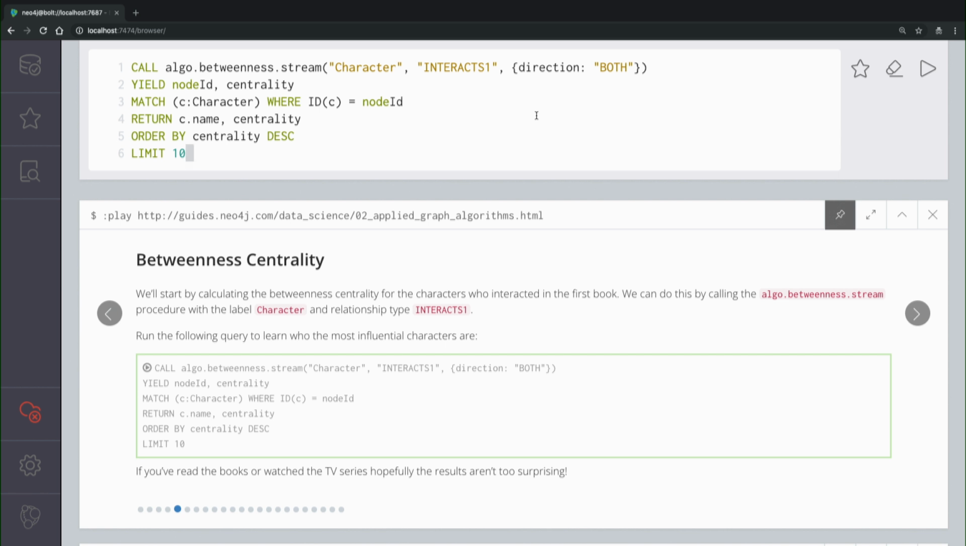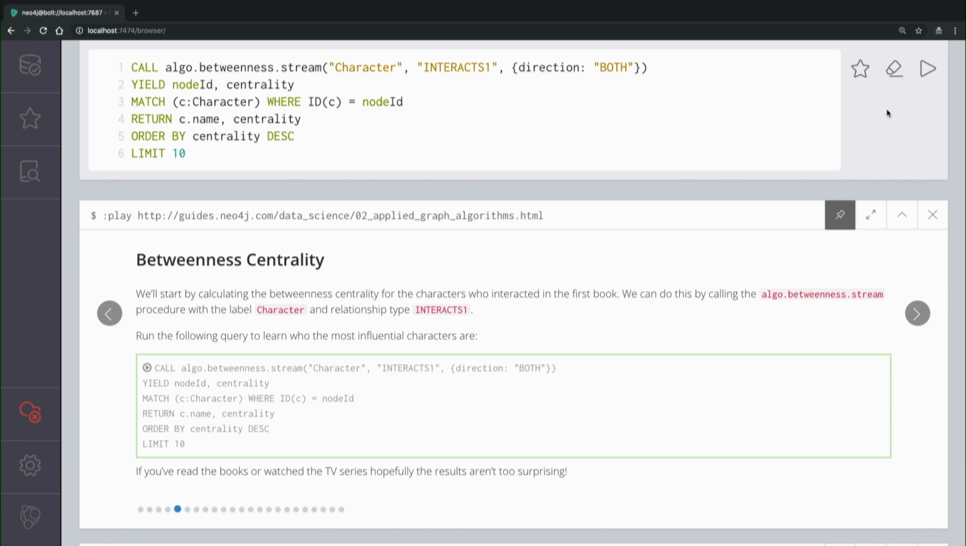Okay, cool. We're going to look at characters, because that's all we're dealing with at this point. And then we're going to just look at the interacts 1 relationship. So we're just going to look at character interactions in book 1 only for now. And we're going to look at both directions of the relationship. We're going to pull back our node ID and our centrality. We're going to match characters where the IDs match, of course, and then return the name and the centrality, order by centrality in descending order, and then just pull a top 10 out of that.